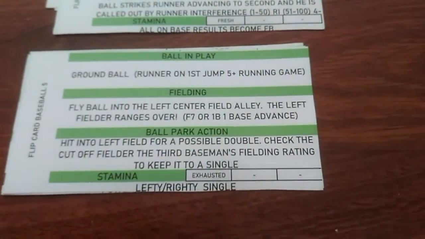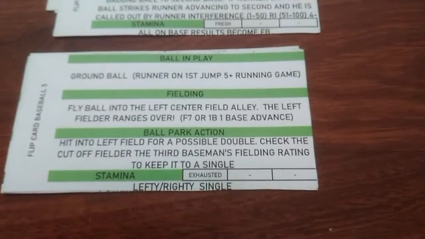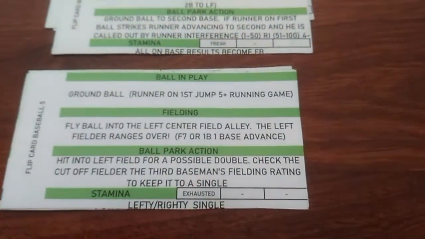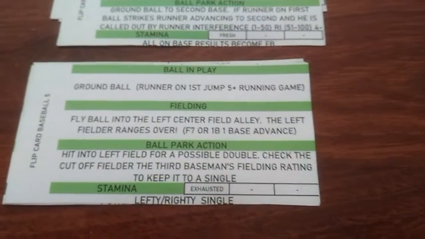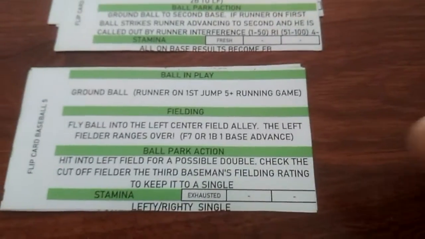Hit into left field for a possible double. Check the cutoff fielder, the third baseman's fielding rating to keep it to a single. So this brings in, the throw comes in. Does the cutoff fielder keep it to a single, or whether they're going to try to get in there against him?